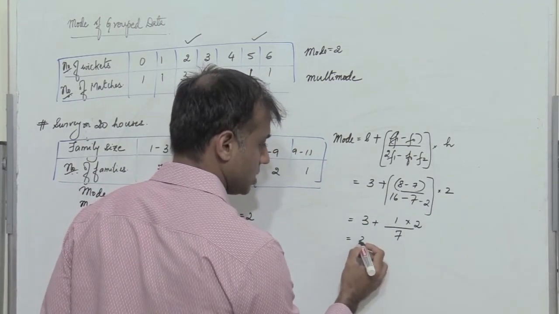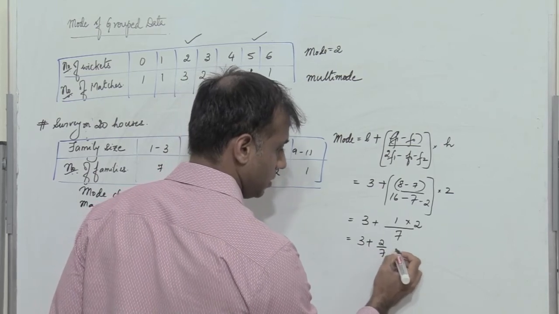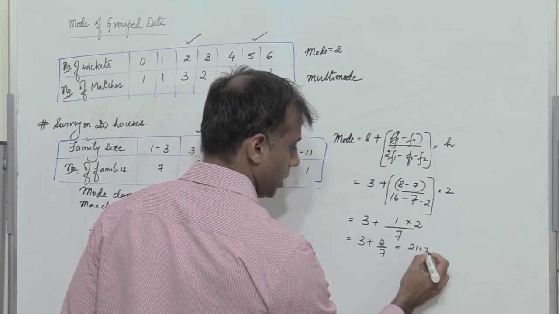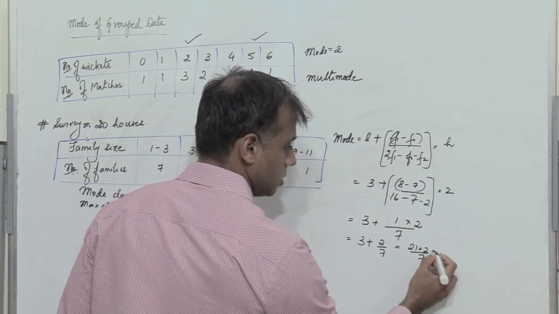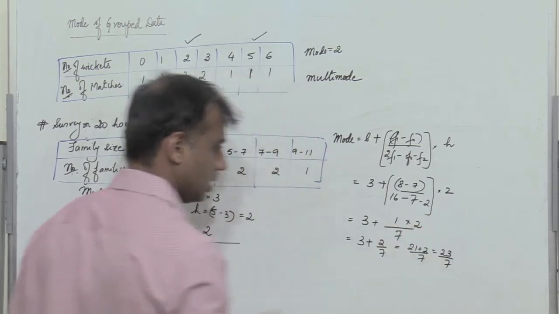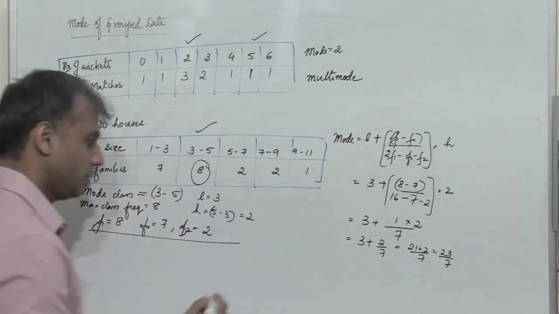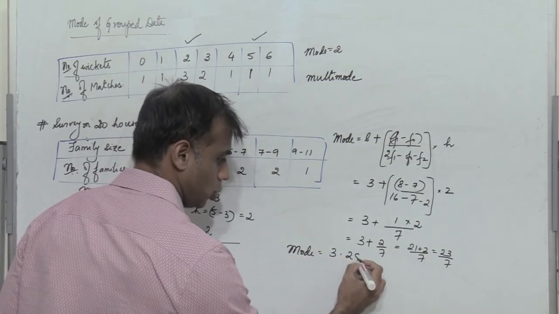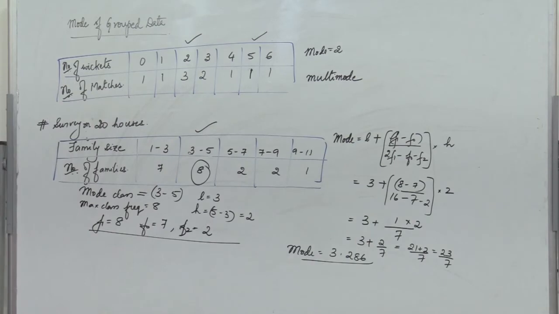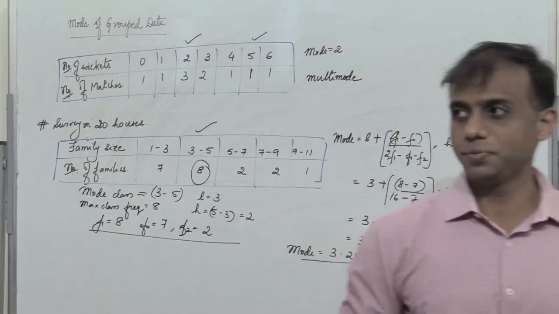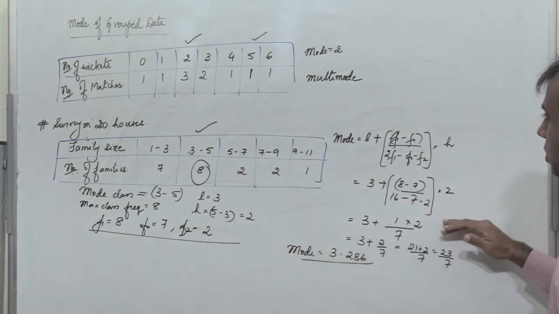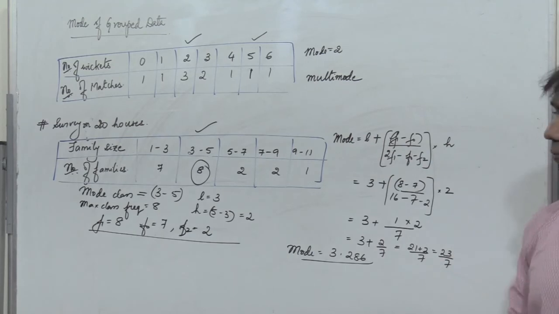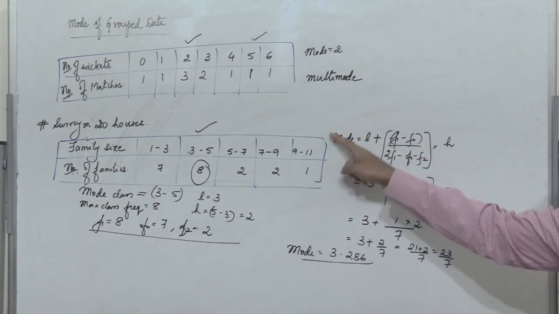So what is 3 plus 2 by 7? This is 21 plus 2 by 7. Right? So you get 23 by 7 as the mode. So the value of 23 by 7 is 3.286. Right? So the value of mode is 3.286. So given a distribution like this, a group frequency distribution, we can find the mode by using this expression.